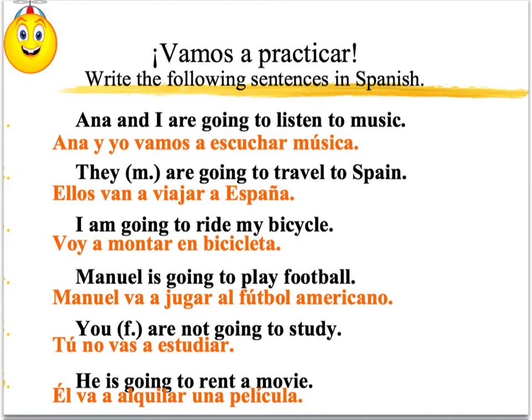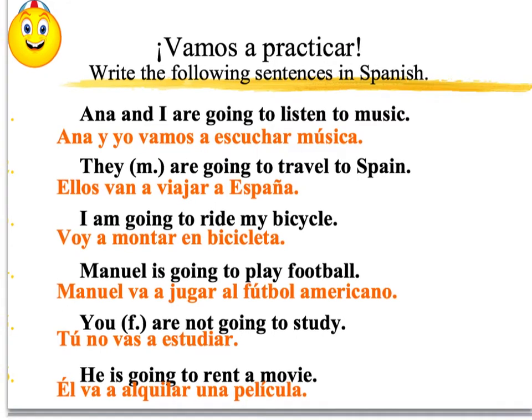Manuel is going to play football. Manuel va a jugar al fútbol americano. So notice my little ir plus a plus infinitive structure there. Va a jugar. You are not going to study. Tú no vas a estudiar.